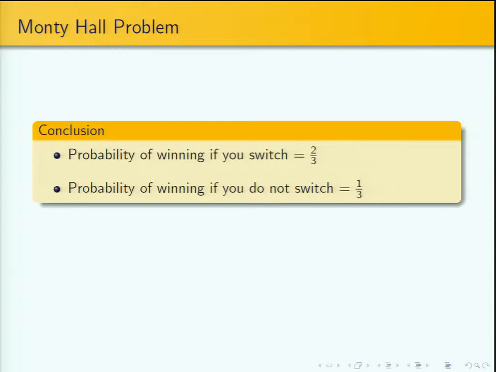Why did I even talk to you about this problem? Correct. So we have a decision making problem, very simple looking, but everybody thinks the answer is half. But if you had gone with that, you would not have taken the optimal decision. The optimal decision is to switch. So that's what we have seen.